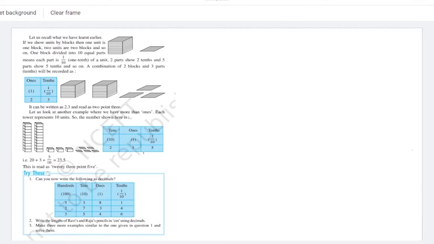Okay, coming to try these. Can you now write the following as decimals? What is this? 5, 3, 8 and 1. So how do you write this? The first answer will be 5, 3, 8.1. Okay. 5 into 100, 3 into 10, 8 into 1 plus 1/10, that will be 0.1. So you can simply write like this. You need not expand and write.